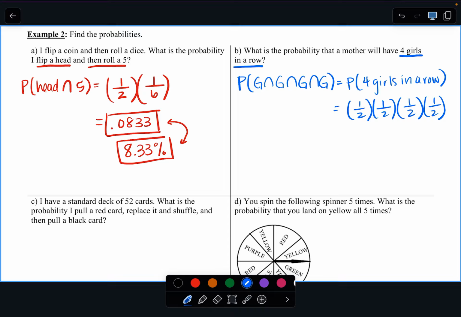Now you can write it out fraction by fraction by fraction, but you can also write this as 1/2 to the power of 4 if you're repeating the same fraction again and again. So then I'm going to go ahead and calculate this: 0.0625. Again, if I want to convert this to a percentage, 6.25%.